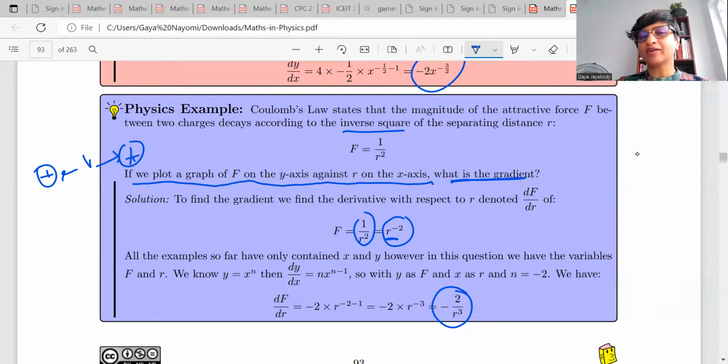Do you know this formula? Yes, ma'am. Yeah, you know the formula already. So there must be a constant of proportionality here. What is the constant of proportionality in this Coulomb's law? 4 pi epsilon naught r square. 1 over 4 pi epsilon naught, and 1 over r squared, right?